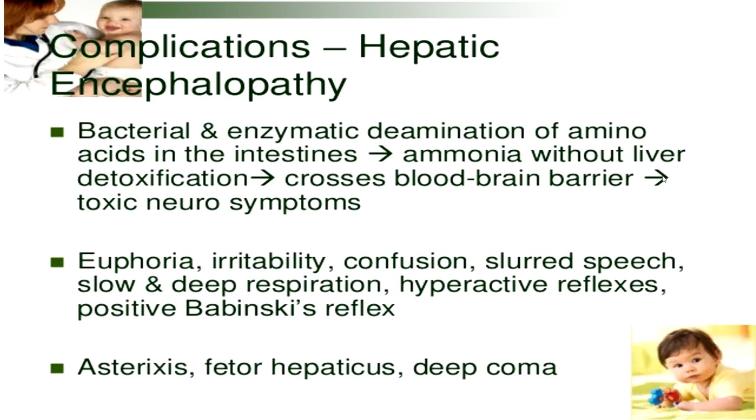Now, the basic thing is that hepatic encephalopathy ensues because in the intestine, various amino acids are being deaminated by the bacteria and the enzymes. Now that ammonia usually goes to the liver where it is converted into urea. But once there is no liver detoxification, this high ammonia level will reach the blood, and then cross the blood-brain barrier and ultimately cause encephalopathy. There are other toxic products other than ammonia which are involved in it. It's not only the ammonia, but many others are also involved.